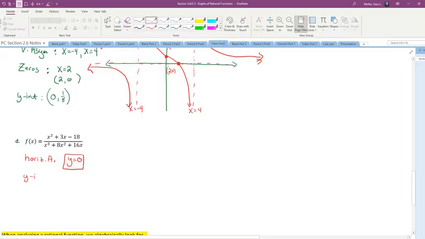Y-intercept. Plug in 0, everything disappears. Oh, I don't have one. Because if I put 0 in the bottom, I get undefined, which then tells me, hey, maybe I need to think about the domain. So let's factor the top.